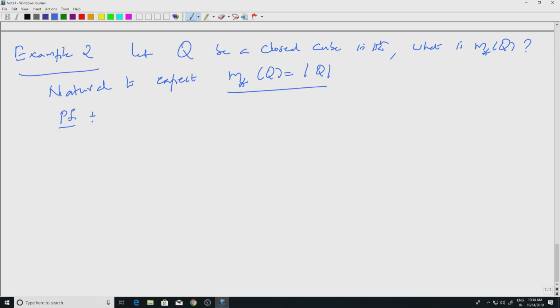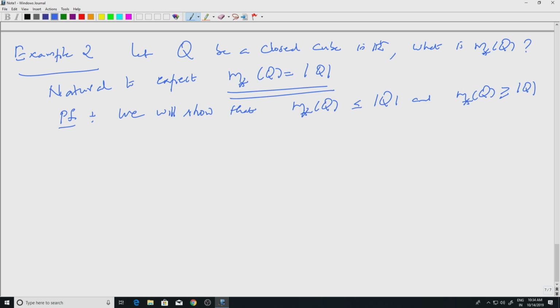So, we will prove this one, that the outer measure of a closed cube is actually the volume of the cube Q. Recall that m star is the infimum of certain things. So, we will show that m star of Q is less than or equal to mod Q, and m star of Q is greater than or equal to mod Q. That will tell me that they are equal.